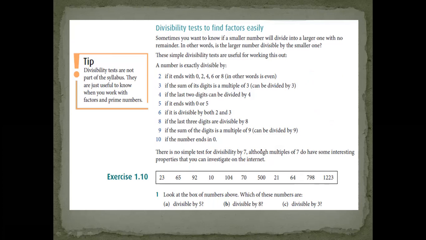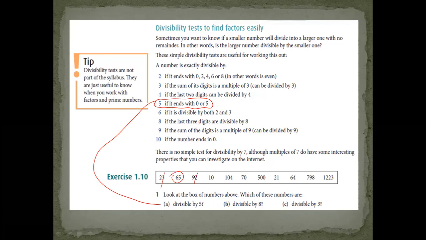We have some numbers. And what was the question? Look at the box of numbers above. Which of these numbers are divisible by 5? What was the rule of 5? Let me check it. The last digit must be 0 or 5. This one's last digit is not 0 or 5, that's why it's not divisible by 5 without remainder. But this last digit is 5, that's why it's divisible by 5 without remainder.